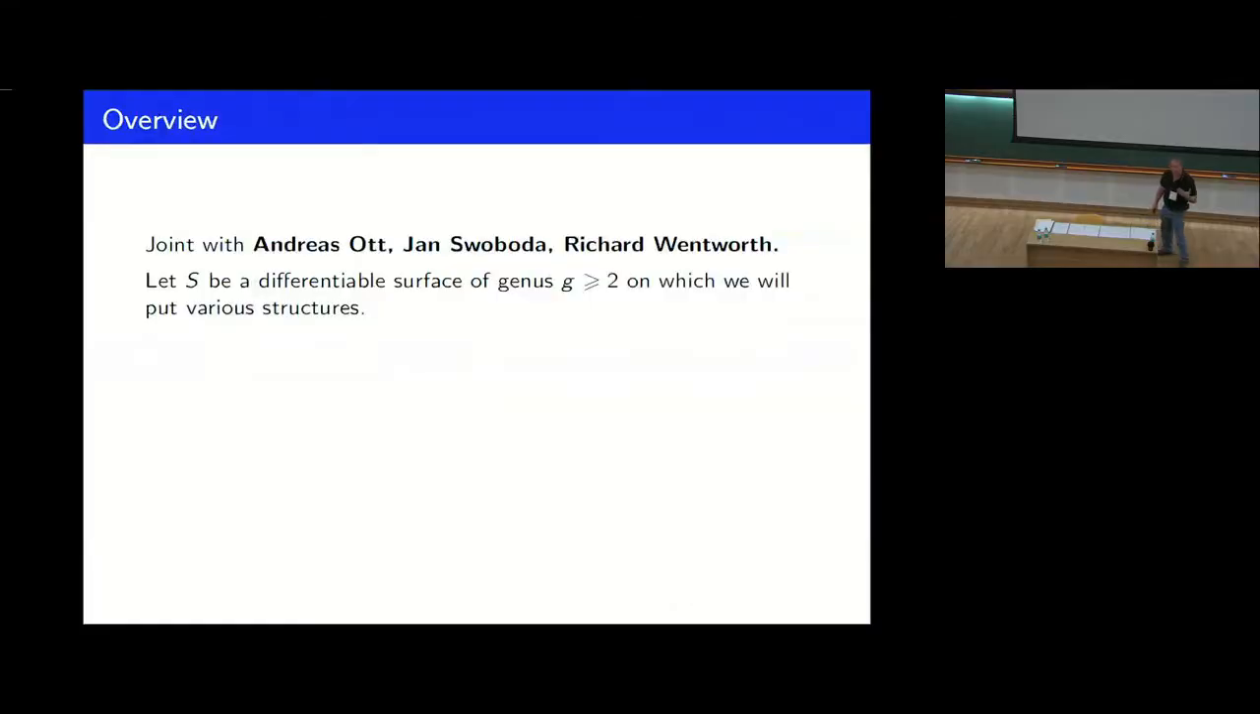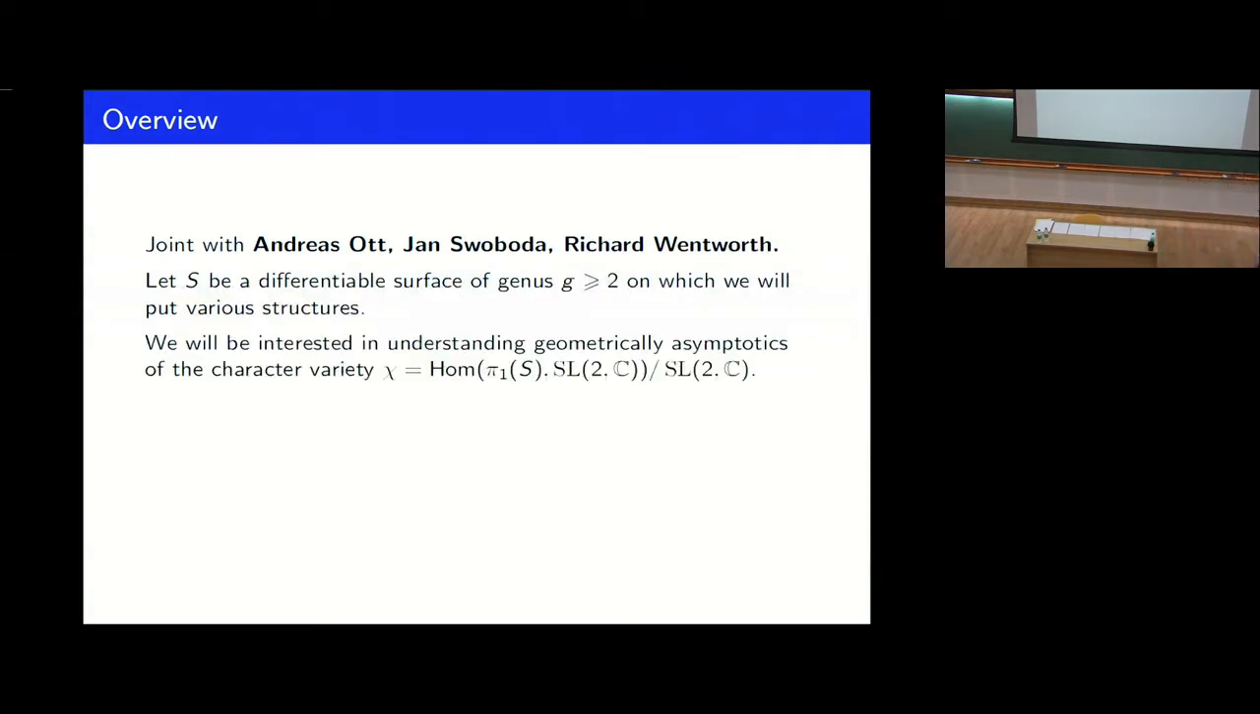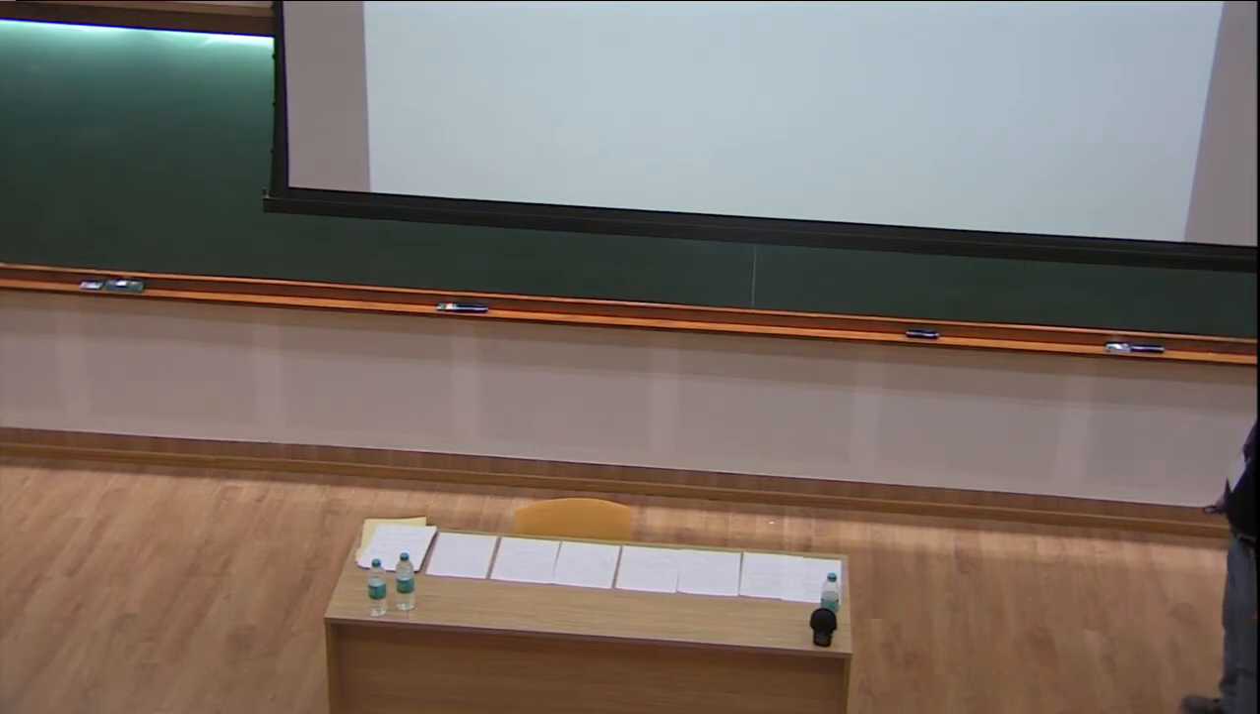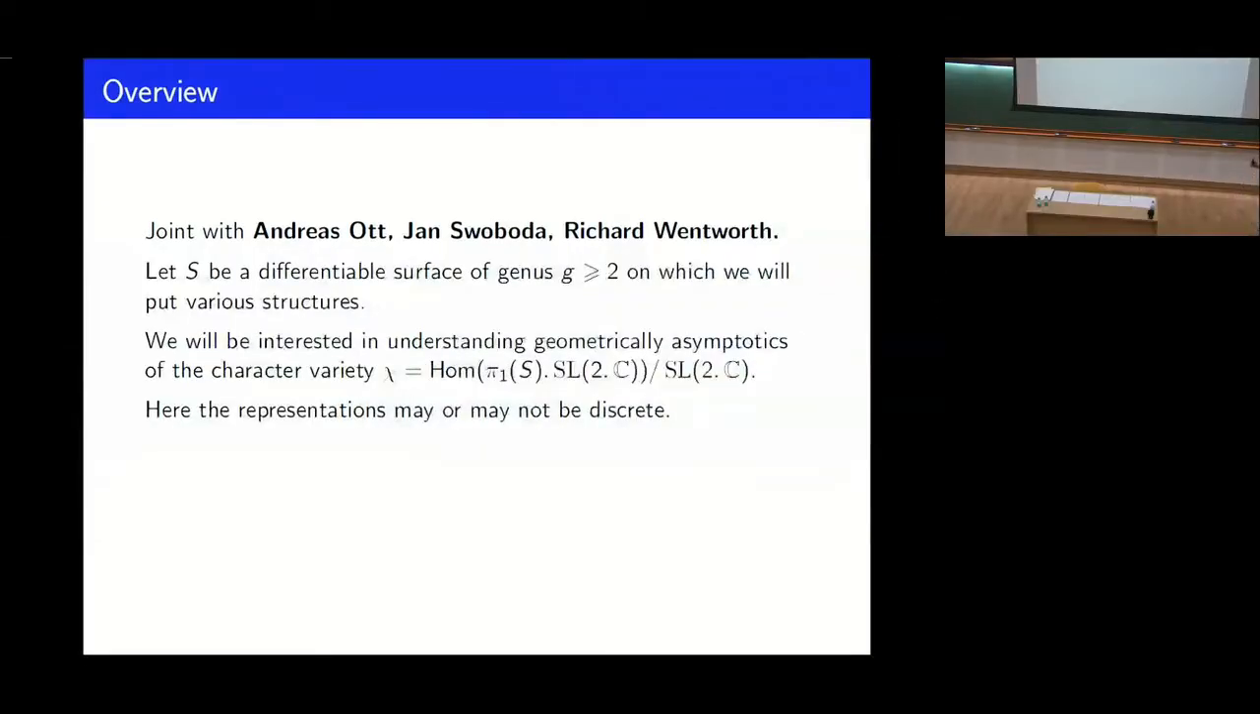So I'm interested in surface group representations into SL2C, up to conjugation by SL2C. And here, these representations might be discrete, might not be discrete. So there's no restriction on having any sort of nice quotient manifold, for instance.